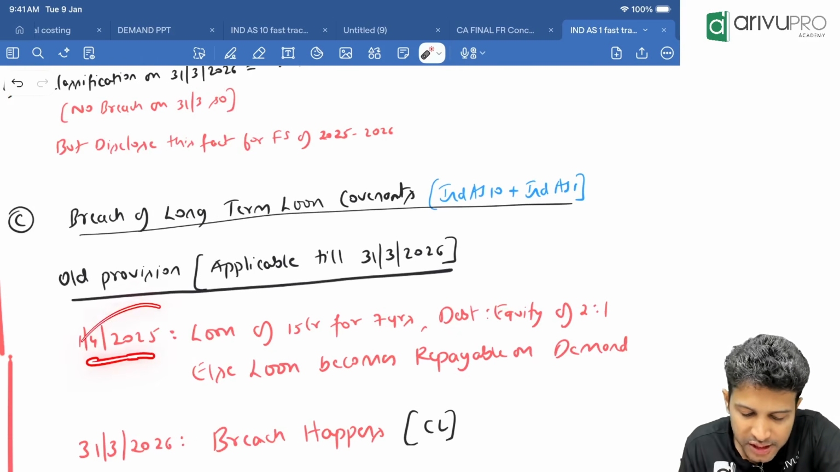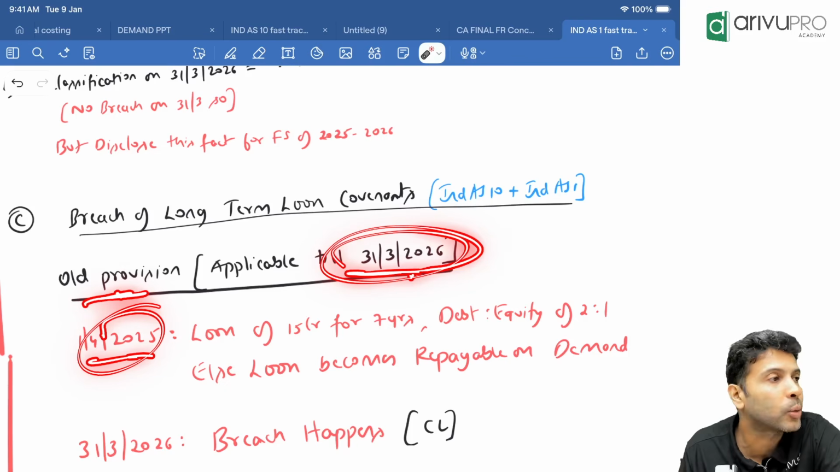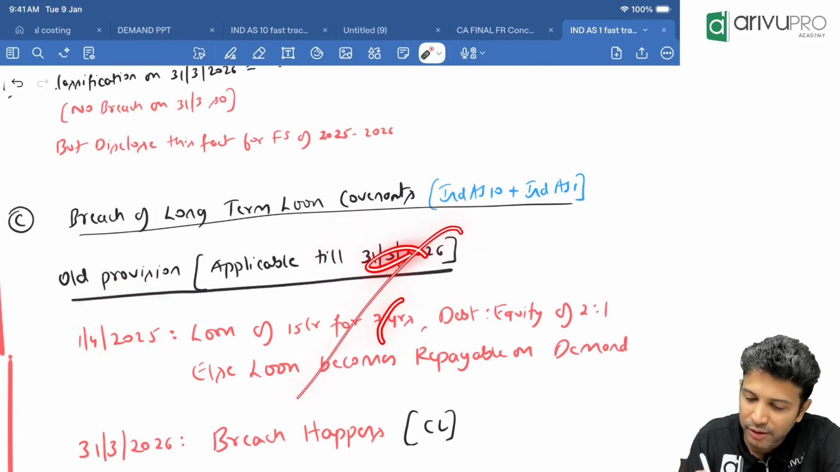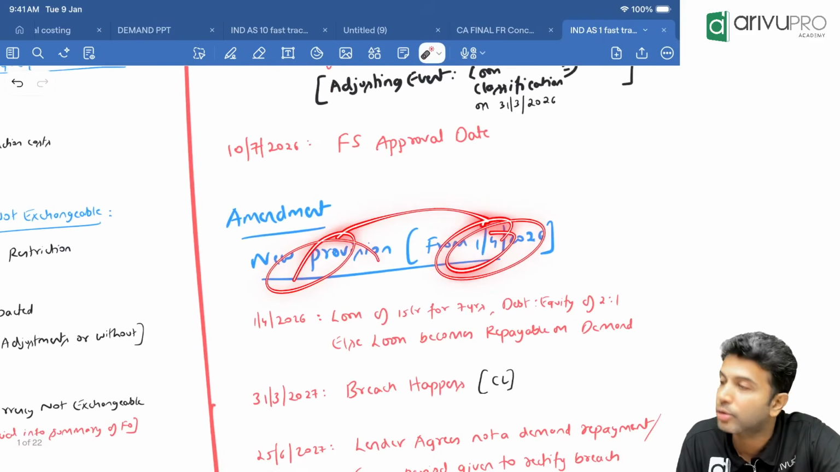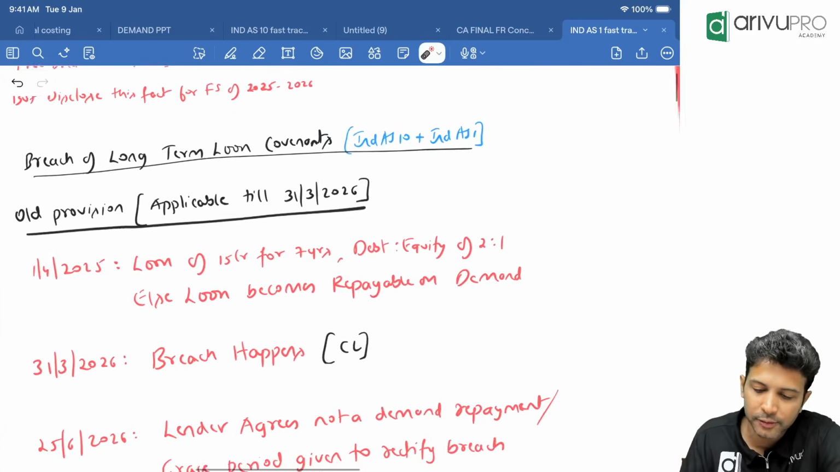Suppose on 1st April 2025, sir, this is the old provision. This is only applicable till 31st March 2026. So your attempt is obviously beyond that. Now you have already passed this date, so that means you can't follow this. From 1st April 2026 onwards, you have to follow the new provision. I've written the date also. So we will follow this. But before, what was the provision? I'll give you a context.